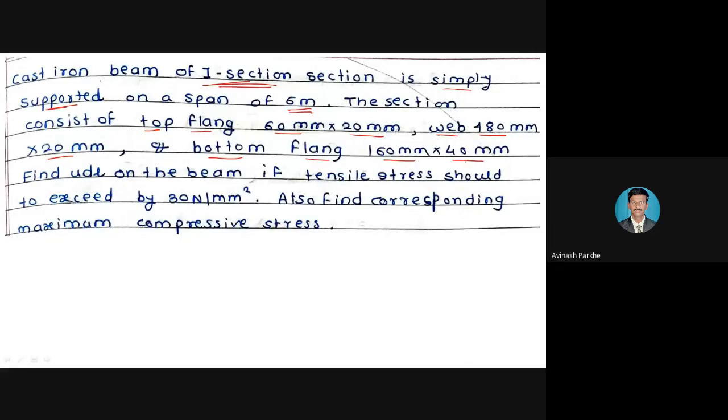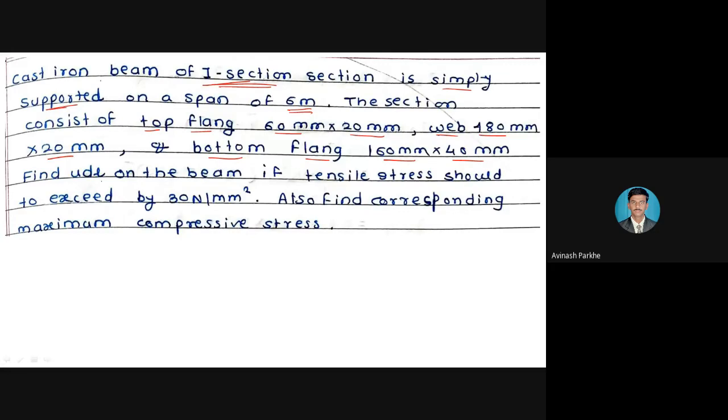So whatever the depth is given, the depth is always maximum as compared to the width. Whatever the capital D or small d is there, it is always maximum in the case of an I section and the T section. Therefore here we can see the top flange is 60 mm width, 20 mm depth. The web, 180 mm, is mentioned first, but that 180 mm should be the depth and 20 mm the width, and the bottom flange has dimensions of 160 mm width and 40 mm depth.